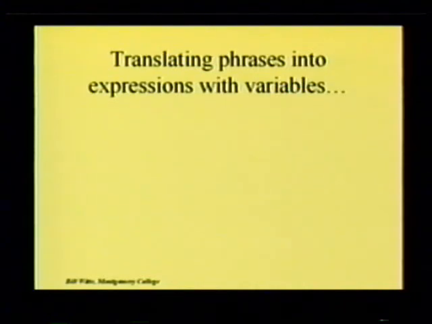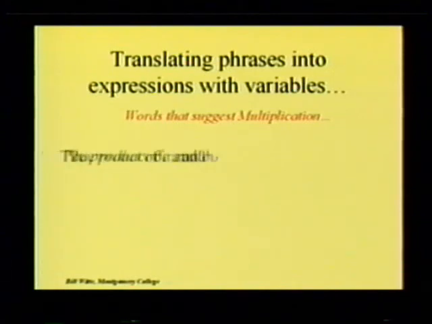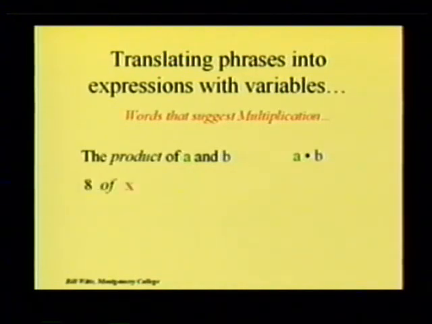Okay, how about multiplication? Remember that? The phrases that infer multiplication, certainly the word product is a weird one for you. The product is the answer for a multiplication problem. So the product of A and B is A times B. The word of infers multiplication. So 8 of X is 8 times X. Twice, well, of course, infers 2, or 2 times Z. And times, obviously, infers multiplication.